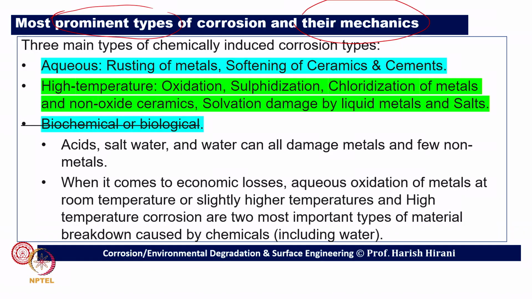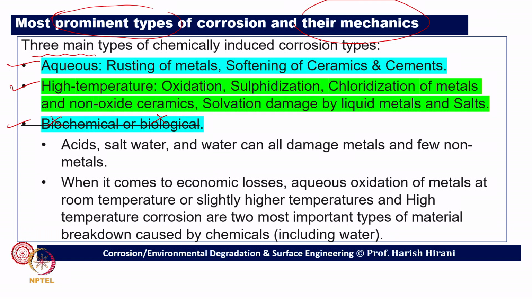So, the major bigger domain is three main types of chemically induced corrosion. One is called aqueous, the second is high temperature, and the third is biochemical and biological. As I said in my earlier lecture, we will not be dealing with biology. So, biochemical has been removed from our course, and biological corrosion also has been removed. So, we are not going to discuss those.